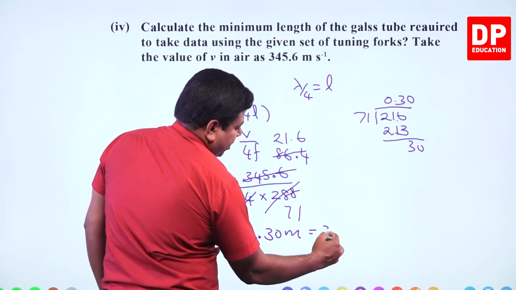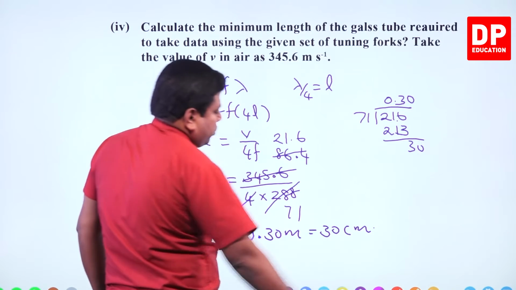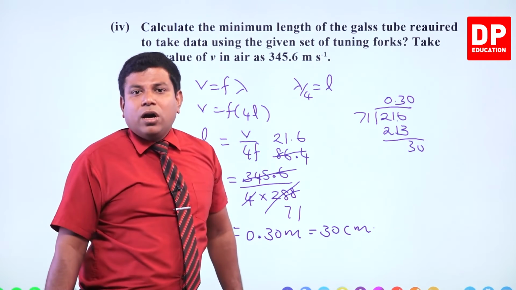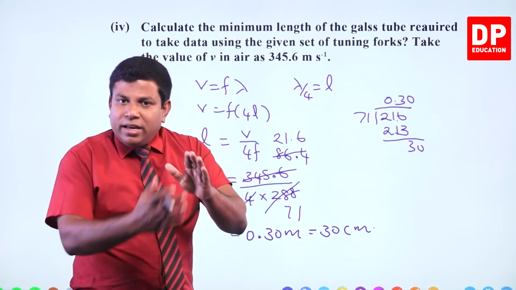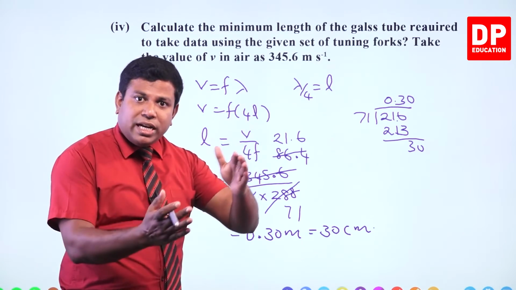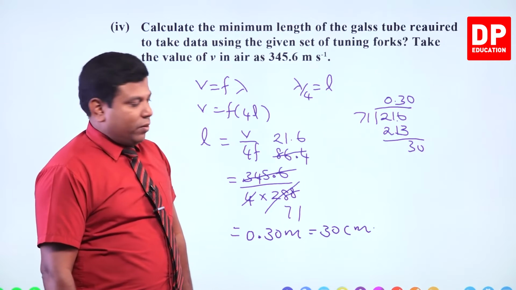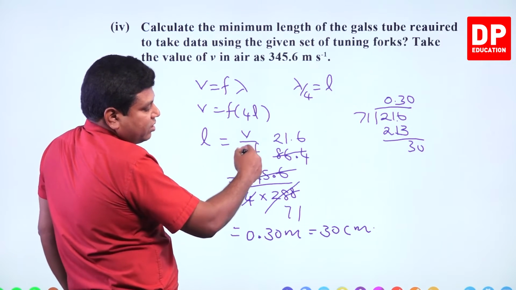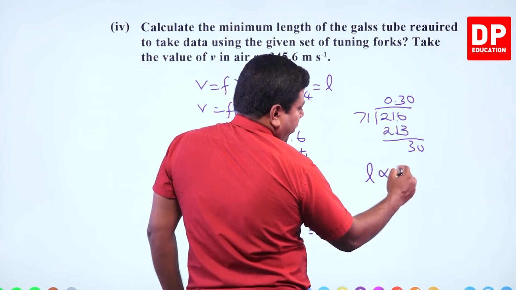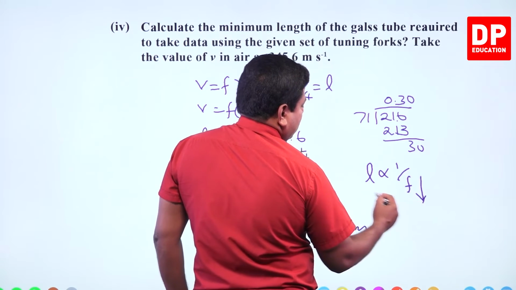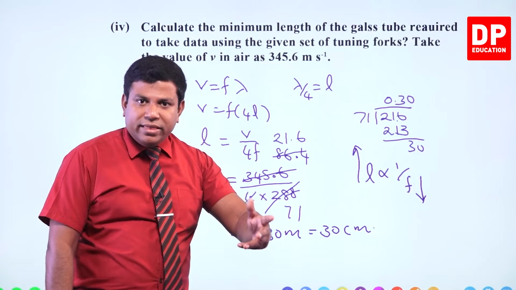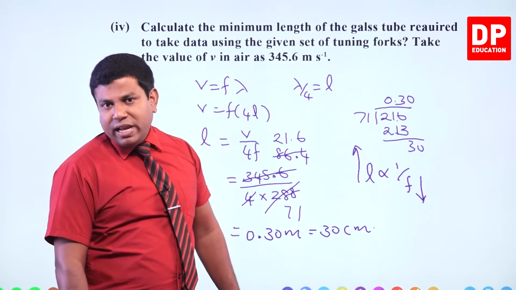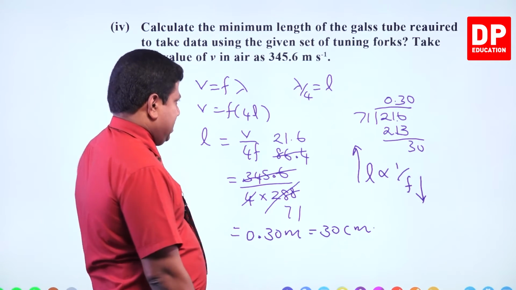That is 30 centimeter. So, if you can have a 30 centimeter long tube, then for all these frequencies you will have sufficient length to get the resonance. Why? I have taken the lowest frequency. Why? L is proportional to 1 over F. So, when F is low, L is going to be high. So, if the lowest frequency has sufficient length, definitely other frequencies also will have sufficient length. Right.